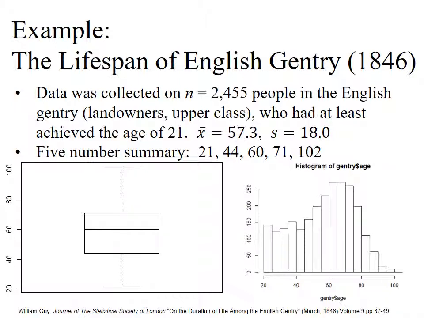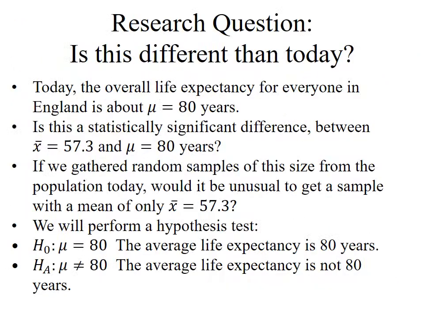And so that gives us a sense of what the data set looks like. Let's consider a research question. Is this lifespan different than today? Did members of the adult English gentry live a substantially different average lifespan than people in England today? Well, I hope so. It's been a long time ago, but let's find out.